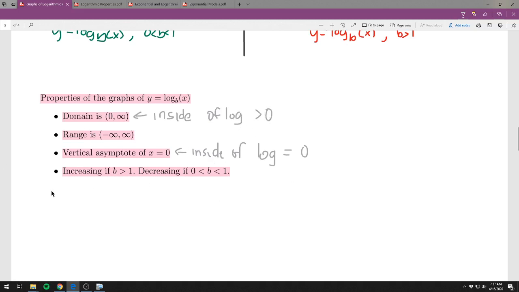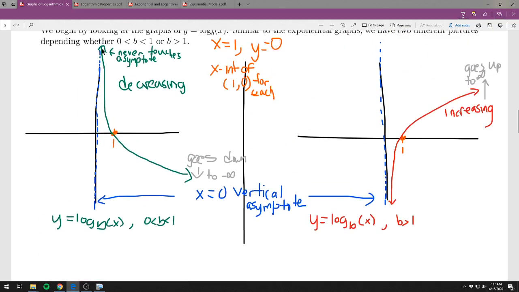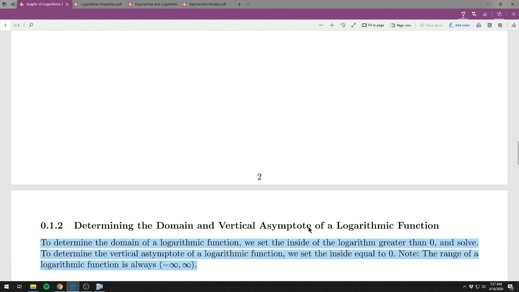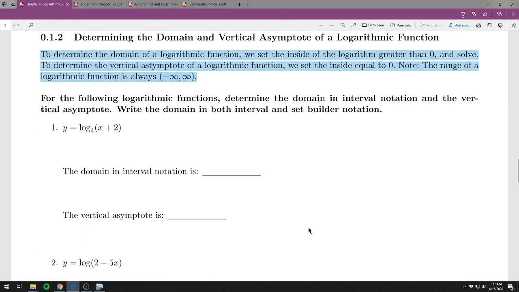And then also the key difference: increasing if b is bigger than 1, decreasing if b is between 0 and 1. So just make a note of these shapes. These are what the log graphs look like. And there's only 2 topics here. One is directly related to the 2 things we just talked about, determining the domain and vertical asymptotes of a logarithmic function. And I have it outlined here exactly what you need to do.